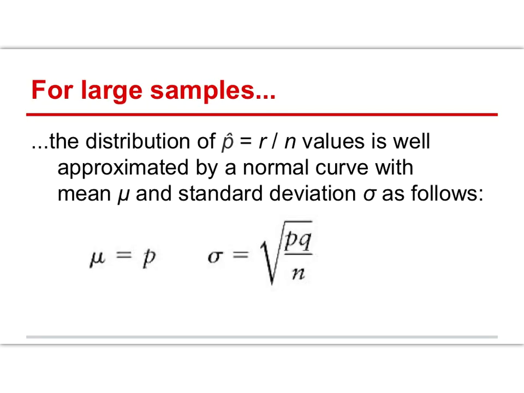And further, we know that the distribution of these p hat values is well approximated by a normal curve, where the mean is equal to p, and the standard deviation is equal to the square root of pq over n. These are things we've seen before.